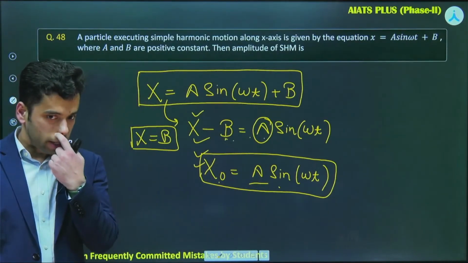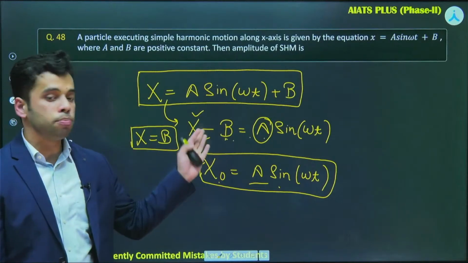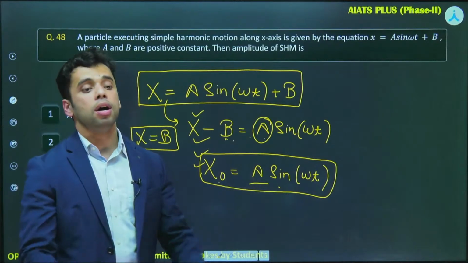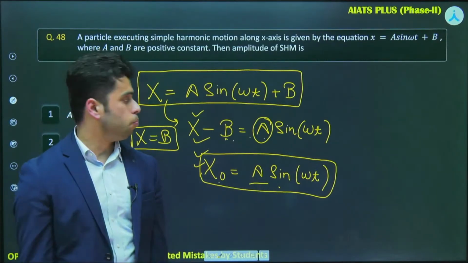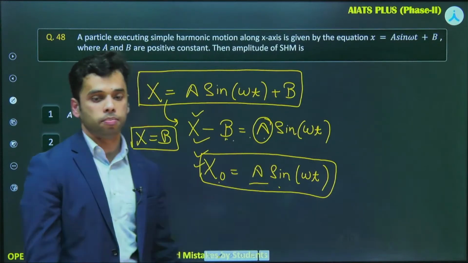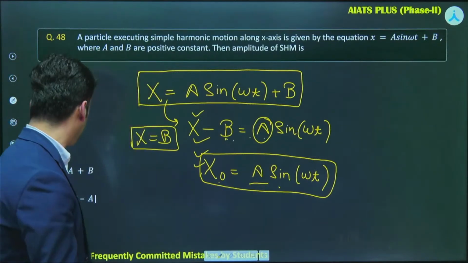Clash of Clans is commenting B. No, B is the mean position. The mean position is shifted over here. The mean position is not at x equal to 0, but it is at x equal to b. So, yes, the amplitude is going to be a only.